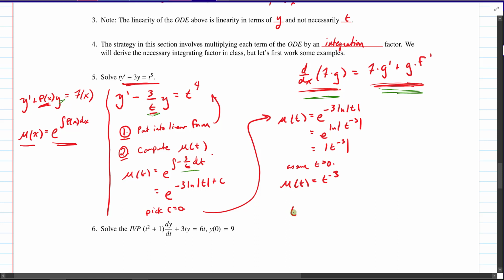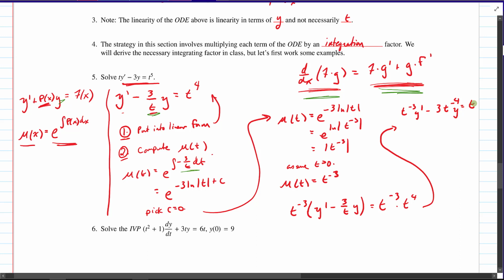So when I do so, I've got t to the minus 3 times, and I need to be in that linear form, y prime minus 3 over t y, and that's equal to t to the minus 3 times t to the 4th. And if I clean up this mess, what I end up with is t to the minus 3 y prime minus 3t to the minus 4 y is equal to, and then on the right-hand side we end up with just a t.